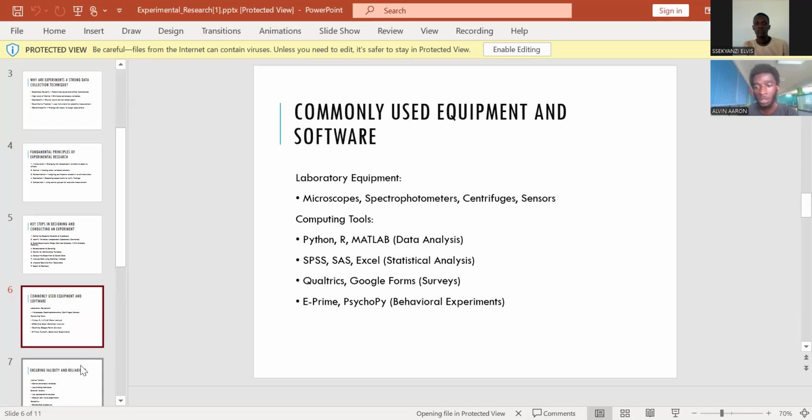And then the computing tools for data include Python, R, and MATLAB for data analysis, and we have SPSS, SAS, and Excel for statistical analysis. We have Correlytics and Google Forms for surveys, getting information from the general public or from a selected group of people that you want to get information from. And then you have ePrime and PsychoPy for behavioral experiments. Next slide, please.